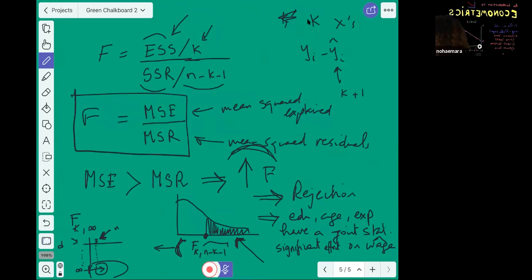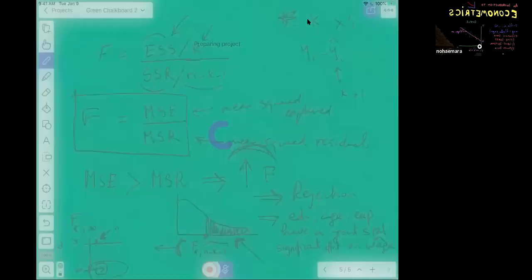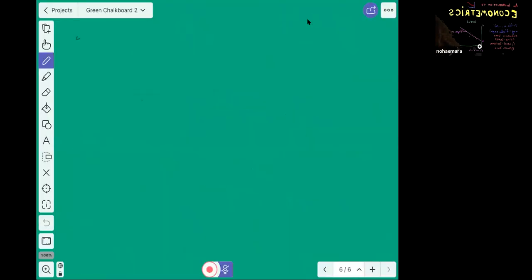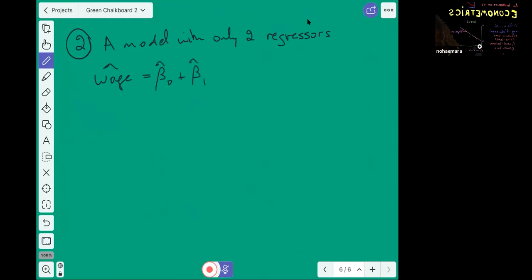Okay, so this is a simple F statistic. We have an even simpler one. This is number 2. Suppose that I have a model with only 2 regressors. So suppose I have, let's say, wage hat is equal to beta hat naught plus beta hat 1 education plus beta hat 2 age, and that's it.